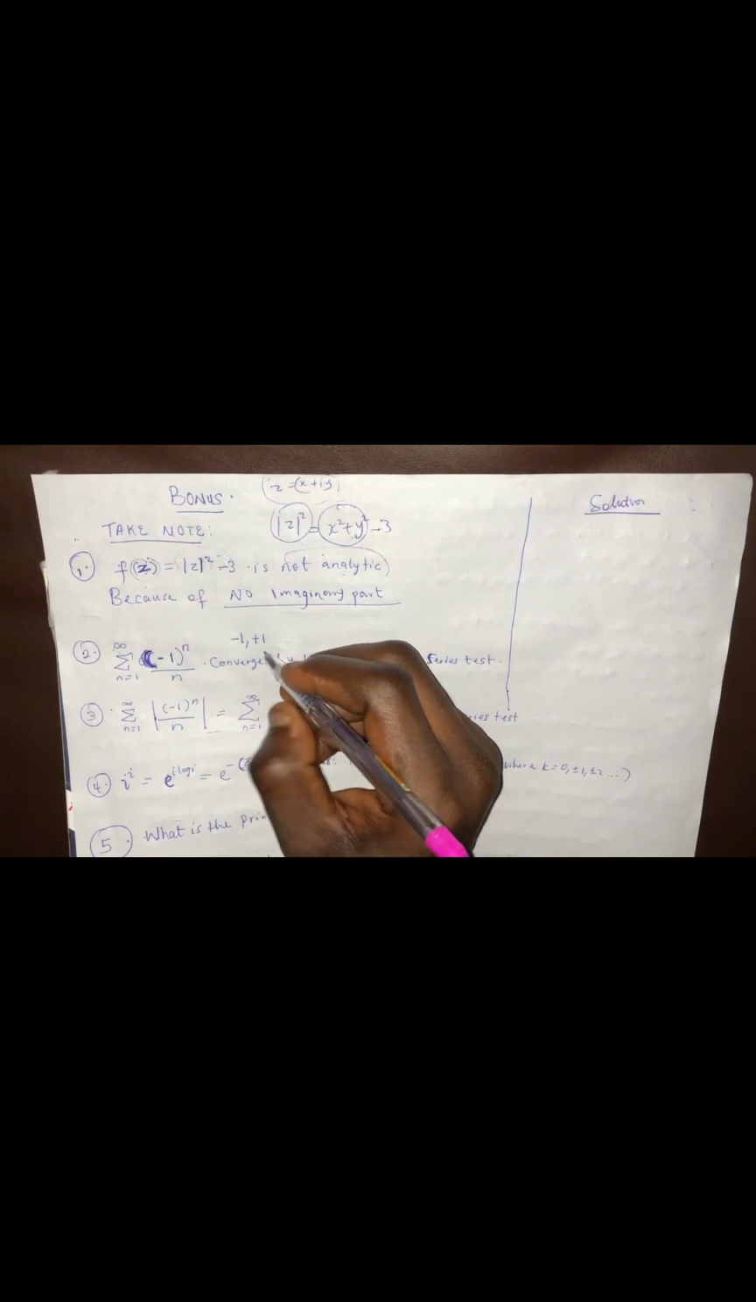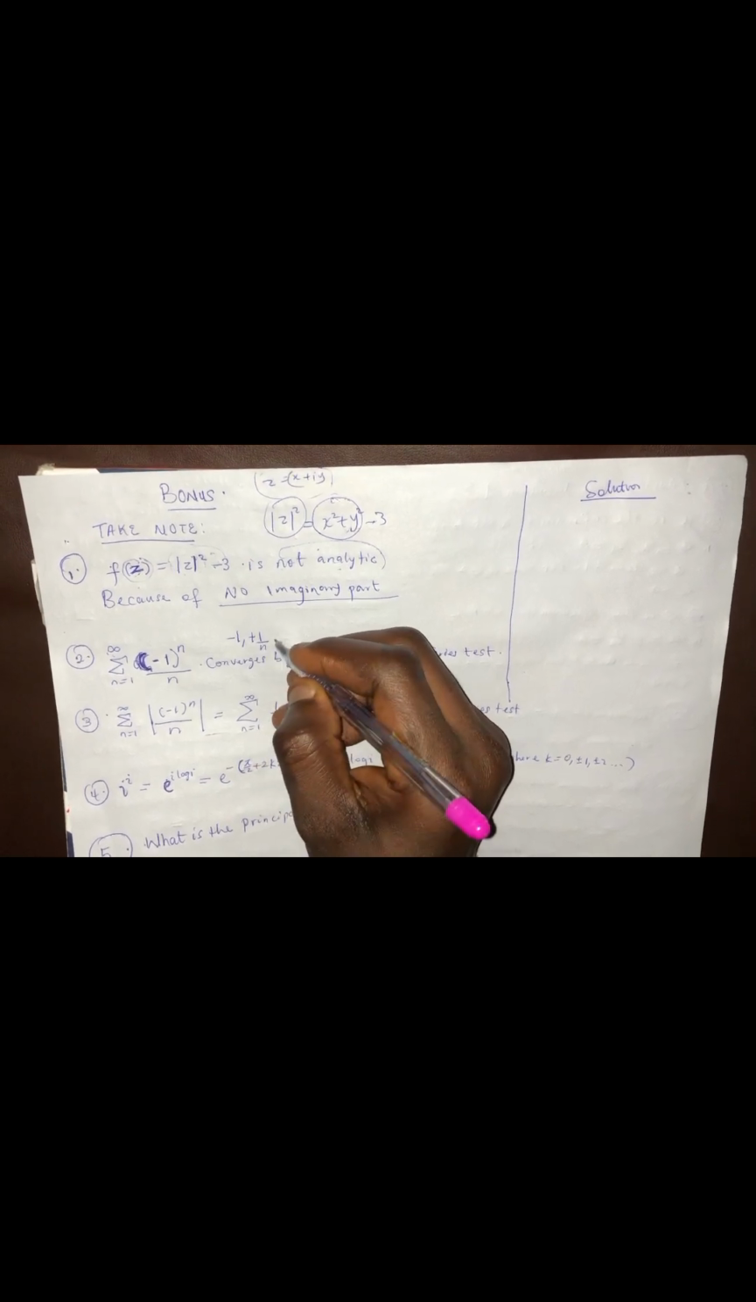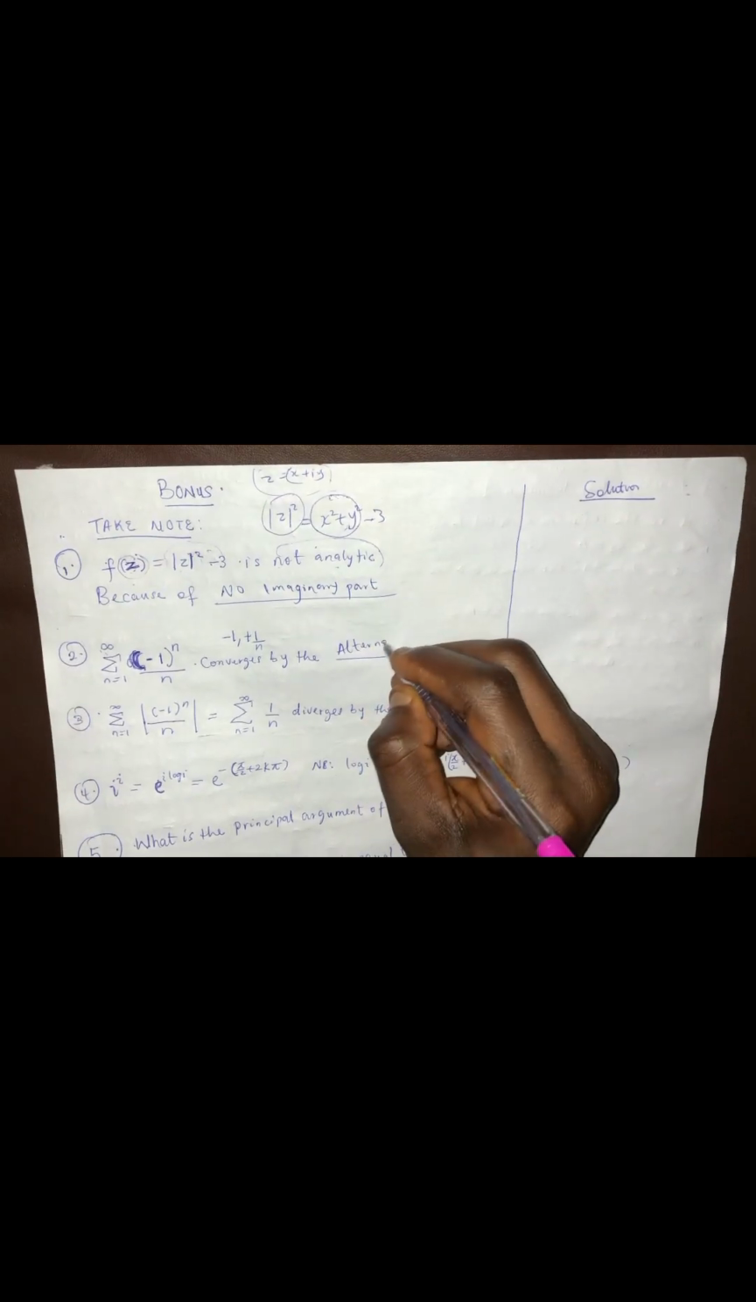Minus 1 plus 1 plus 1 over, let's say, 1 over something. It will be minus of something and plus of something, right? Now that is what we call an alternating series test.